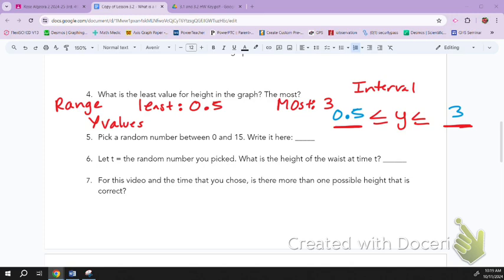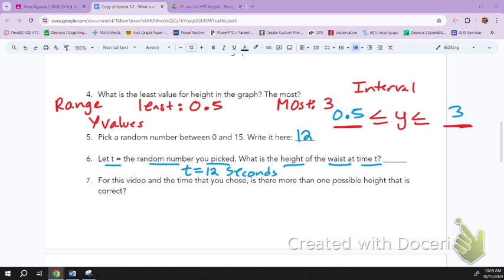Number 5 says pick a random number between 0 and 15. 4, 6. Actually, can we do 8? Yeah. You can pick whatever number you want. Pick a number. Write it there. 8. I did 12. Number 6 says, let t be the random number you picked. What is the height of this person's waist at time t? So I picked time is 12 seconds.